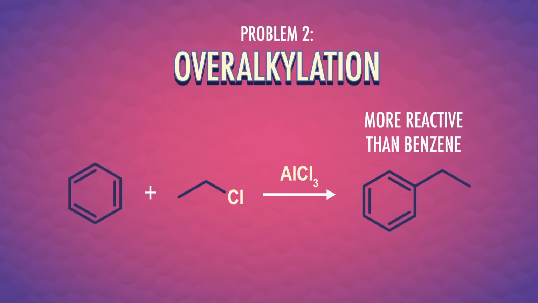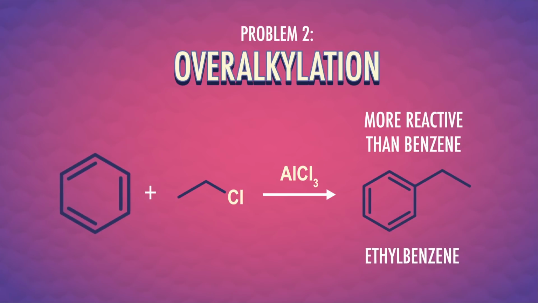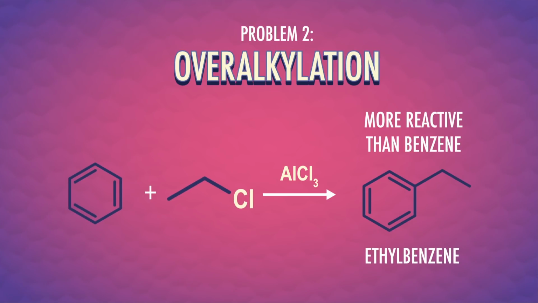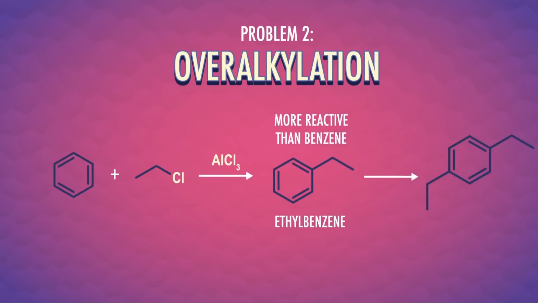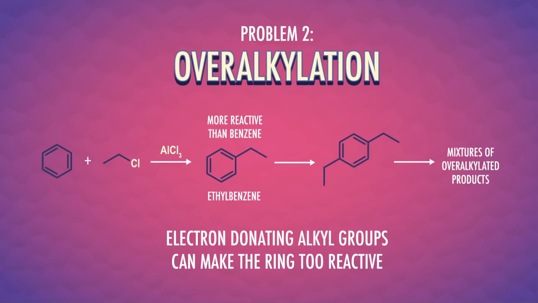For example, let's say we want to make ethylbenzene from benzene. We can try reacting ethyl chloride in a Friedel-Crafts alkylation. And at first, everything might go exactly as expected with our EAS reaction and we produce ethylbenzene. But then the reactions could go right off the rails. And before we know it, another ethyl group could add to the ring. In fact, we might end up with a whole mix of overalkylated products.